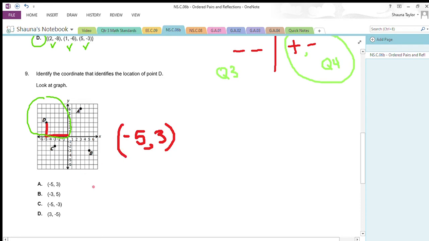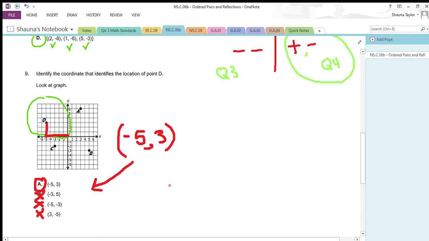Now, all I have to do is look down at my answers. A negative 5 and a 3. So A says negative 5 and a 3. That is correct. This has the numbers switched around with the 3 in front. That's gone. This one has the 3 in front. These two numbers are both negative, so that makes it wrong.